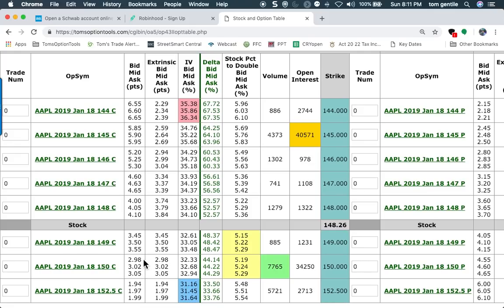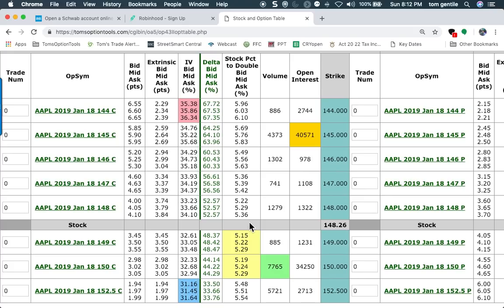The other thing I'll look at is something called extrinsic value. Extrinsic just means the time value of an option. As you get more familiar with option terminology, you'll understand what extrinsic value is, what intrinsic value is, what IV is, which is a very big proponent for successful options traders. Also the option's delta, which really gives you an idea how fast that option is going to move relative to the price of the stock.